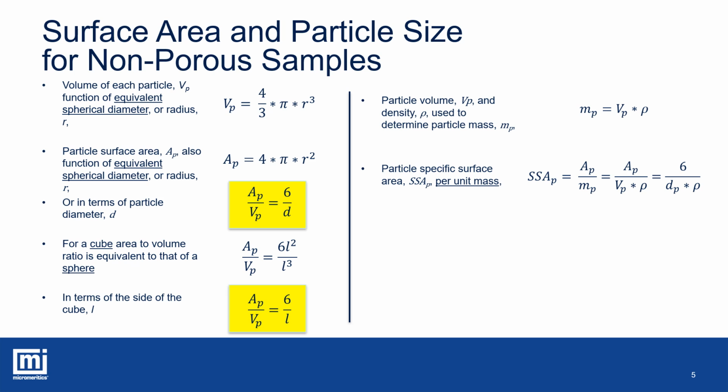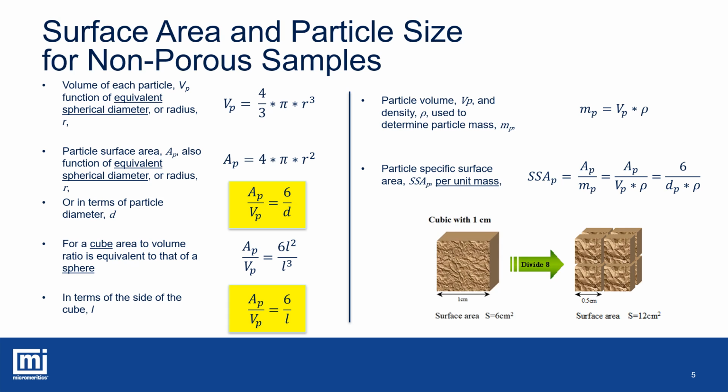Then if we actually look at a cube, we can see the volume occupied by a 1 centimeter cube. The surface area is 6 centimeters squared. However, if we divide that cube up into smaller and smaller pieces, but they still occupy the same volume, the surface area increases as the particles get smaller and smaller. So imagine also if these are not actually particles, but pores. If you think of it as a solid cube, but you increase the number of pores, you're also increasing the surface area in a similar manner.